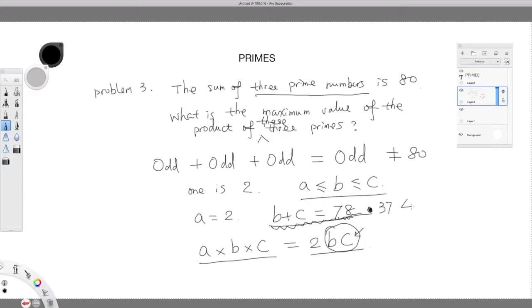37 and 41, does that work? Add up to be 78, and both of them are prime numbers. Well, you need to check them, but actually they are. So the maximum value of the product is going to be 2 times 37 times 41. Okay, certainly not an easy question, but it uses the property that most prime numbers are odd. The 2 is a prime number, but it's an even number. That's the only one.